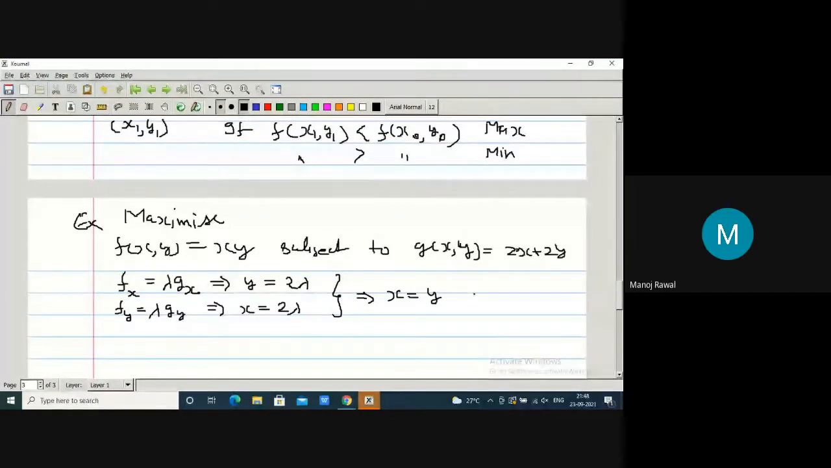Can you hear me, students? Am I there? Sir, now you are audible but earlier you were not audible. Sorry, I must have lost the connection. Okay, so after doing this, can you get x is equal to y? Are you getting or not? Yes, sir. Hence, elimination of lambda is done.